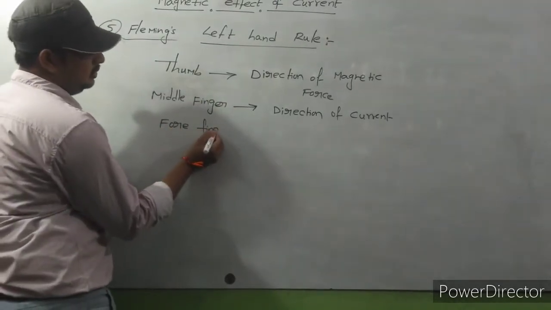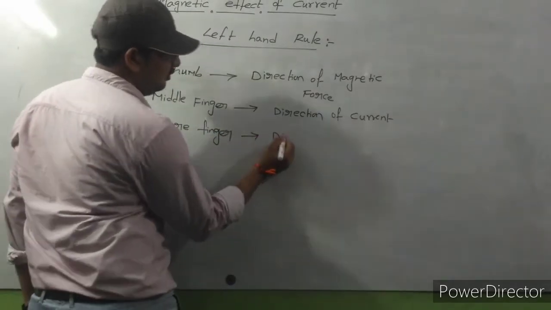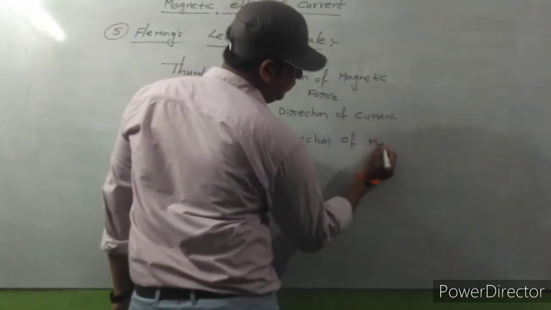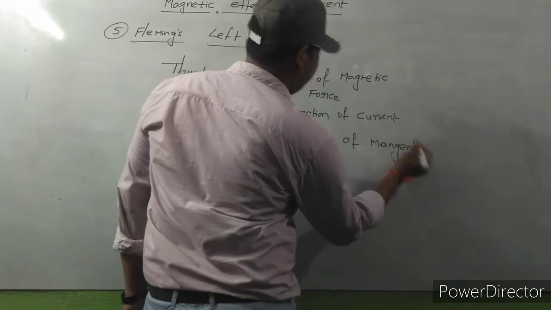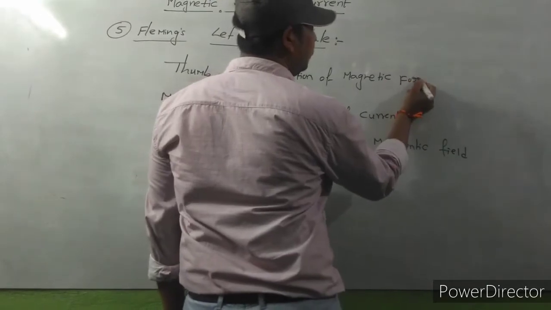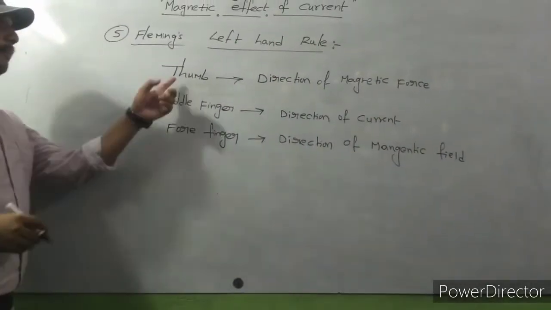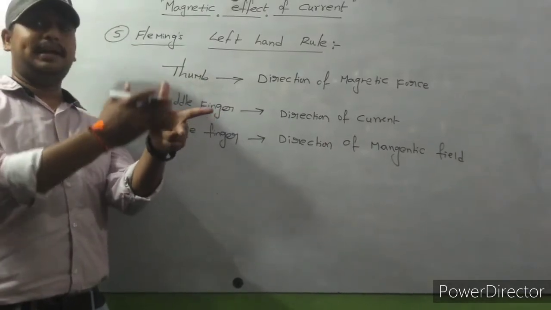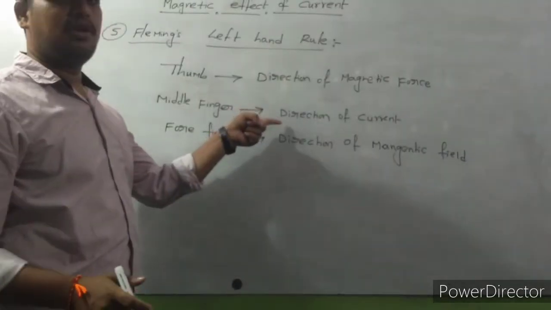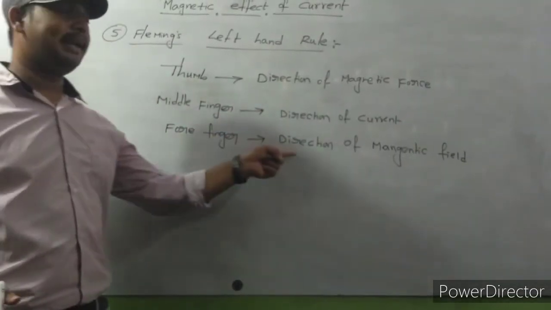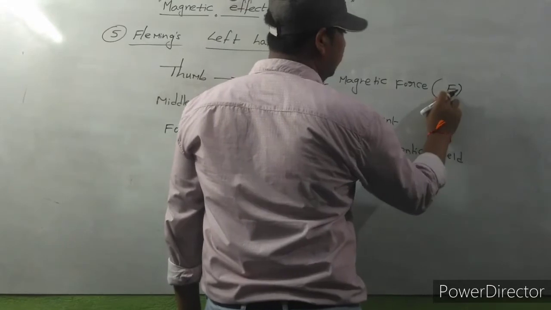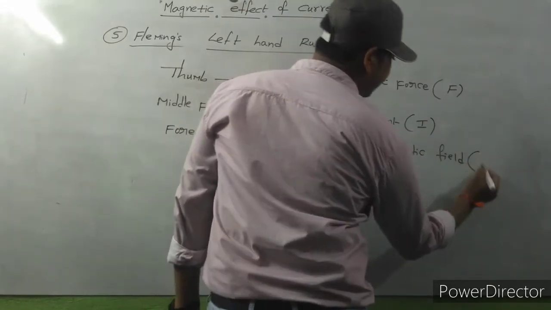Forefinger indicates the direction of magnetic field. Thumb indicates direction of magnetic force. This is a forefinger. Forefinger indicates direction of magnetic field. Middle finger indicates direction of current. Magnetic force is indicated with F, electric current is I, and magnetic field is B.